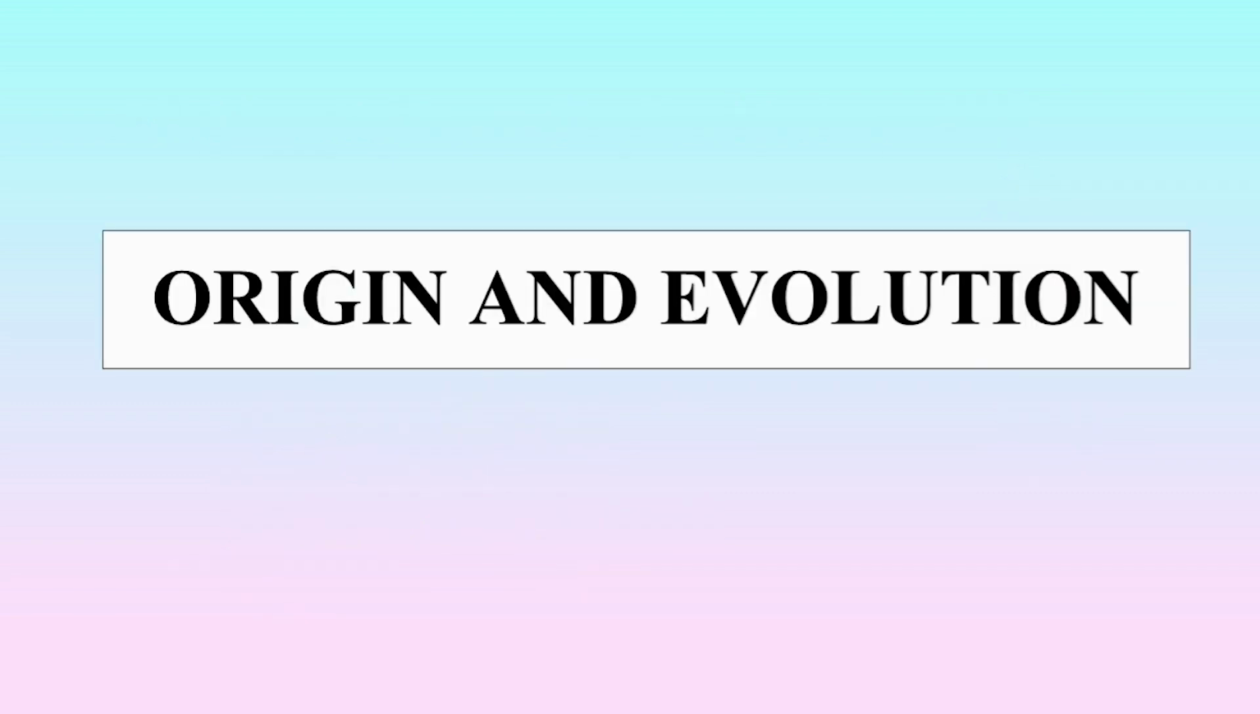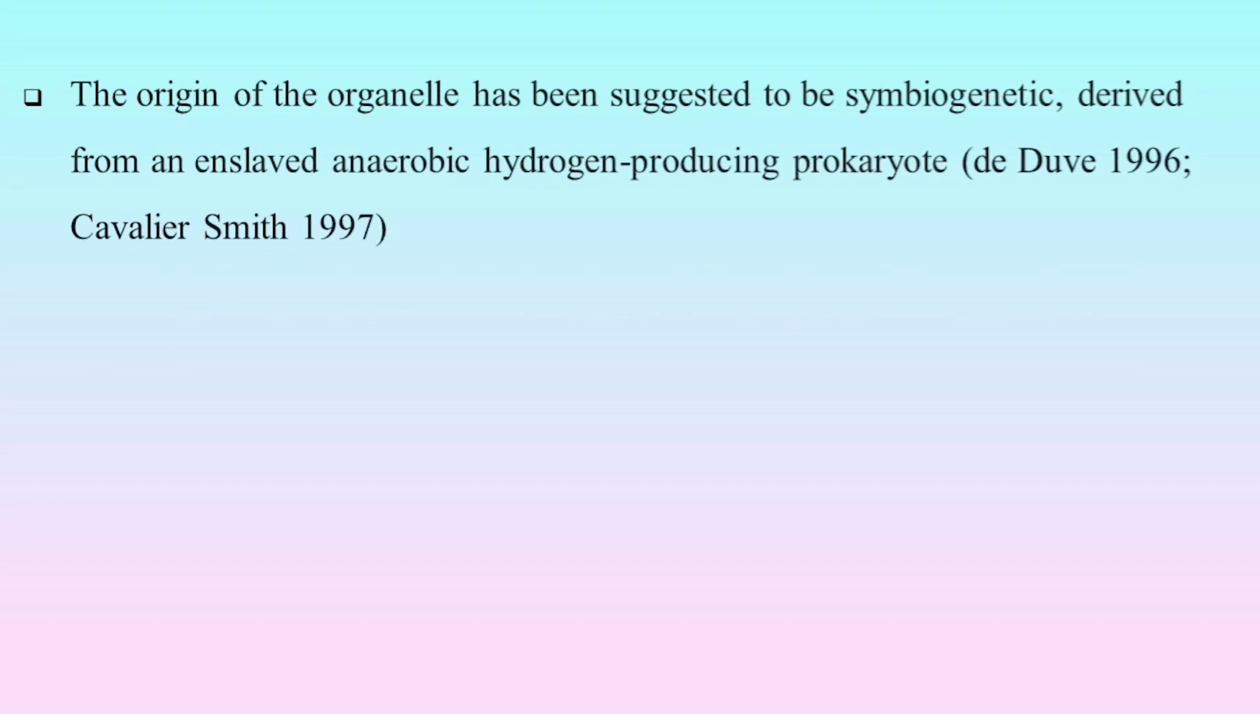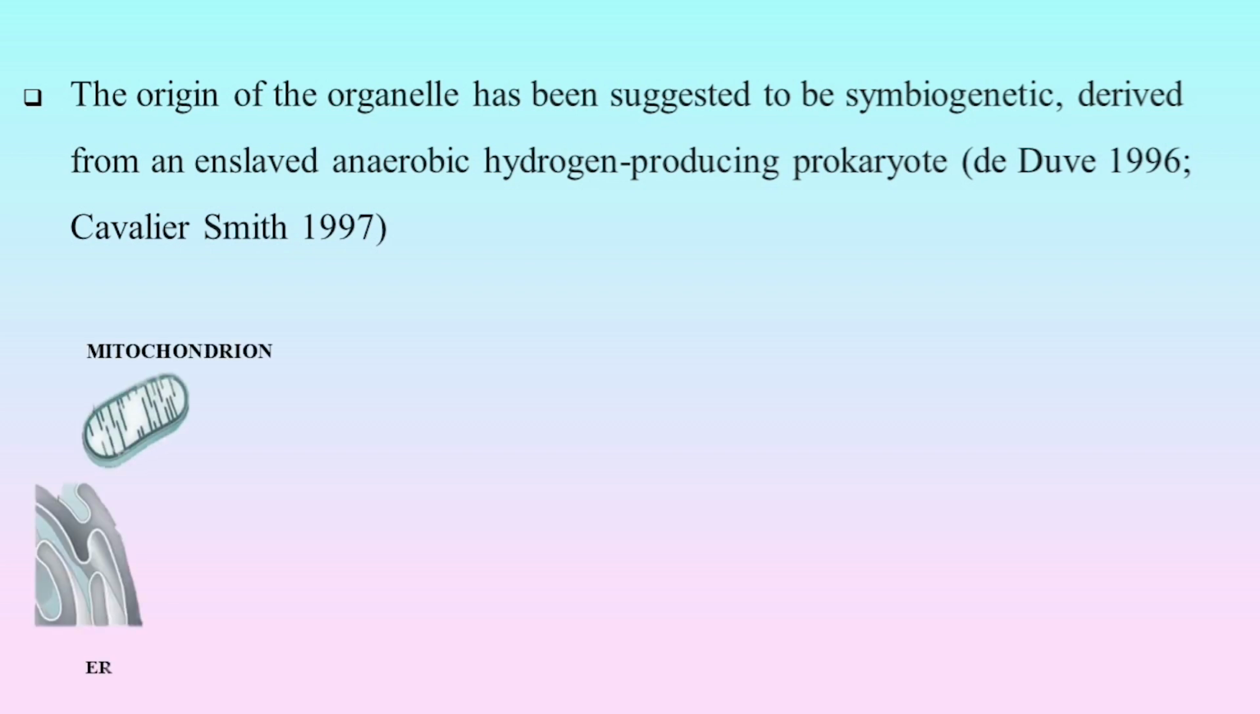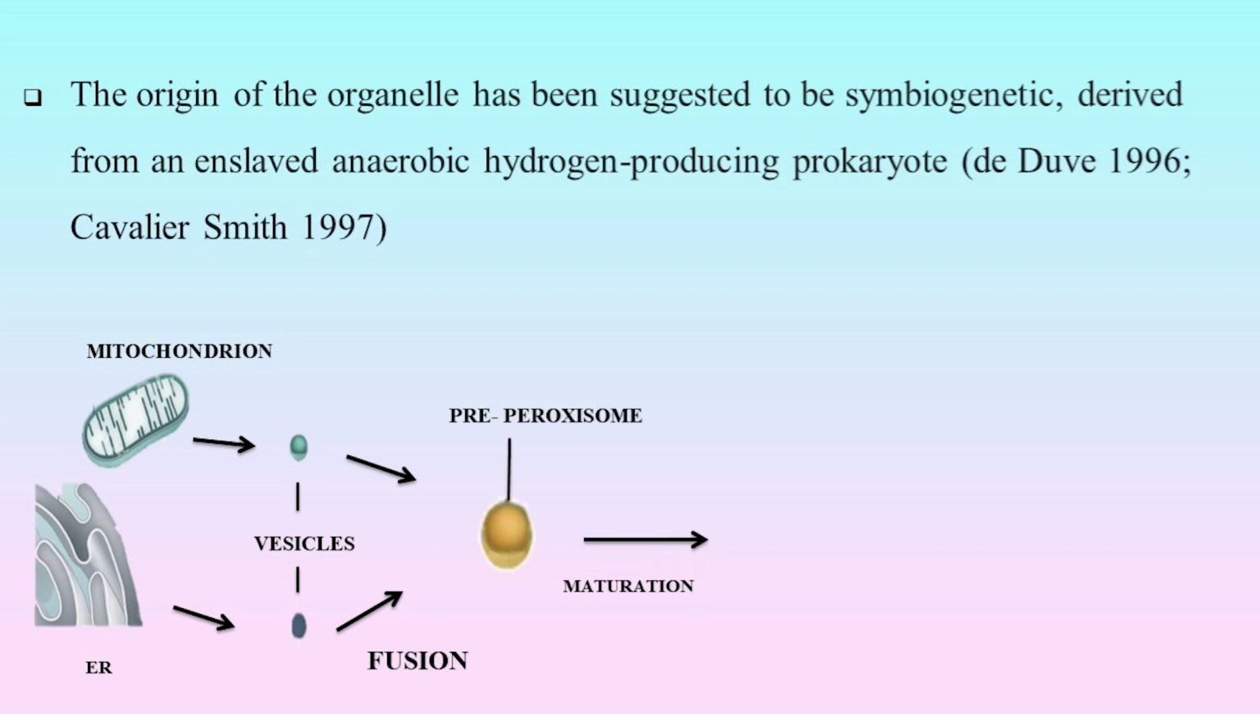Do you know how the peroxisomes have originated and evolved? The origin of peroxisome has been suggested to be symbiogenetic, derived from an enslaved anaerobic hydrogen-producing prokaryote by de Duve in 1996 and Cavalier-Smith in 1997. Peroxisomes are synthesized in the endoplasmic reticulum, and the enzymes like urate oxidase and D-amino oxidase are synthesized by ribosomes bound to the granular endoplasmic reticulum.